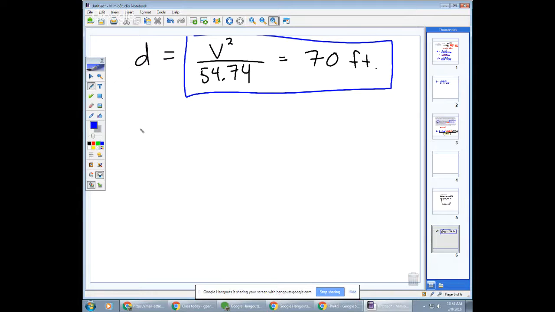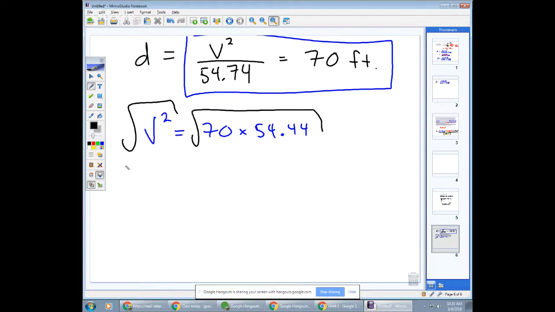54.74. So that's going to give me V squared equals 70 times 54.74. All right, Colt, what do you want to do next? Yeah, the opposite of taking a square is a square root. So I'm going to write square root on both sides. And the key here is that the square root and the square cancel each other out. So what I should have left here is that v equals whatever that is.